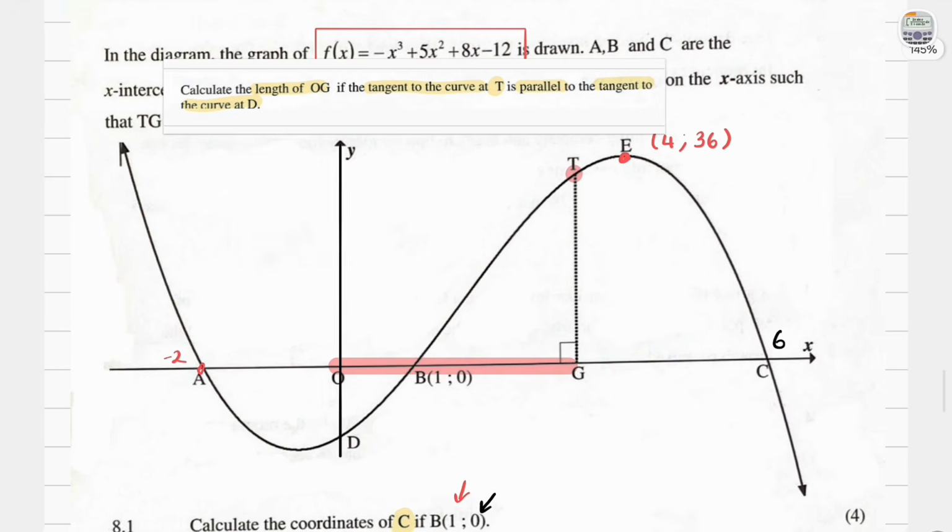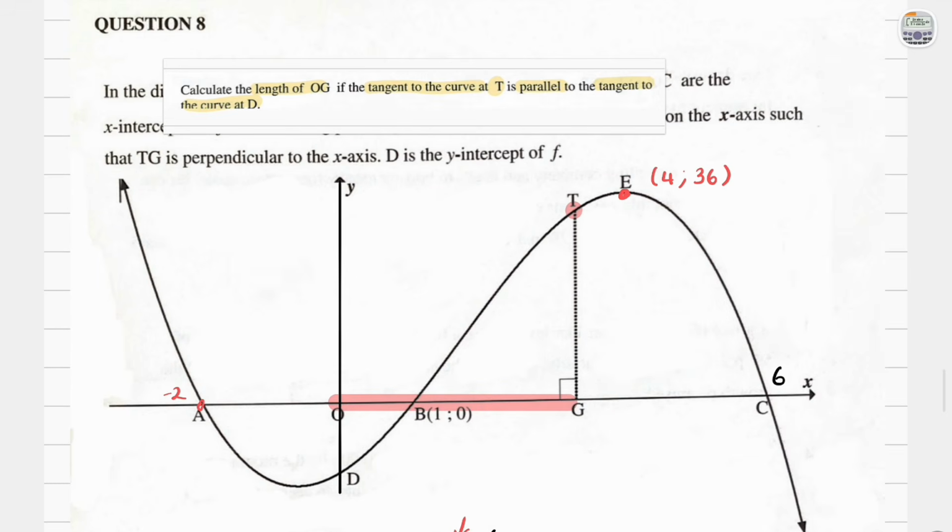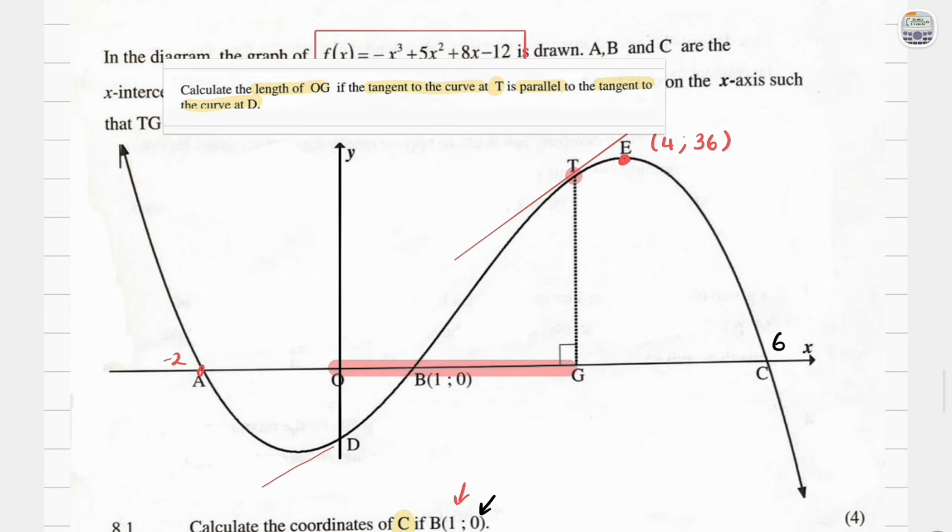Okay, so the only information they gave us about this is that we have a tangent to the curve at T. But that tangent is parallel to the tangent to the curve at D.